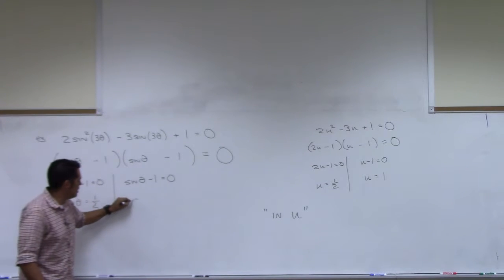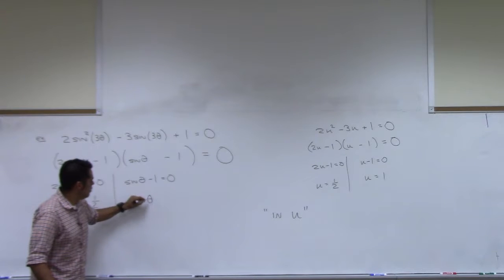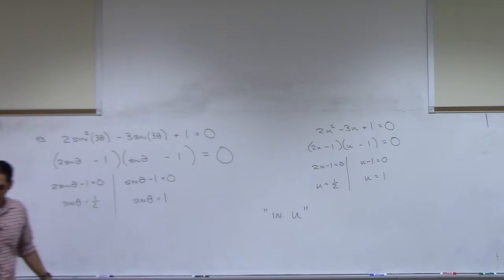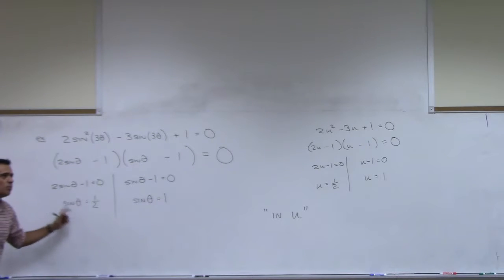This one, sine theta is 1. Now you ready? Sine theta, that's the y-coordinate. Where's the y-coordinate? 1/2. Here, here. Where's that? Pi over 6, 5 pi over 6. They're not directly across from one another, so I need to include both of them in my general solutions.